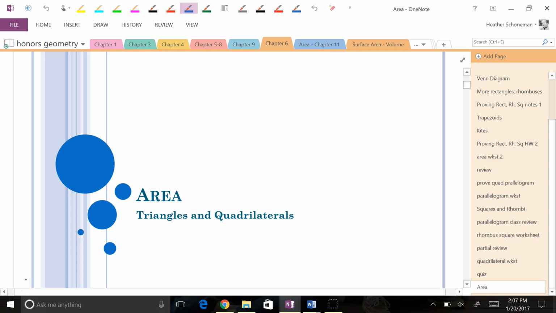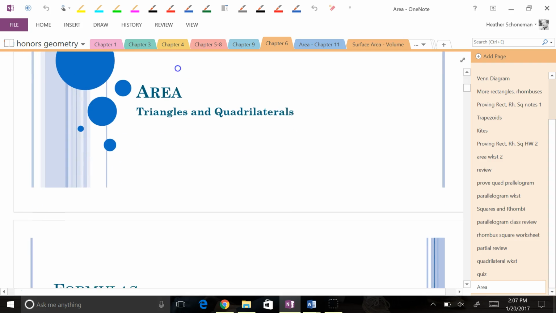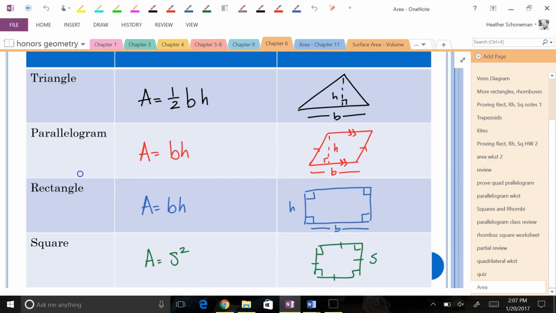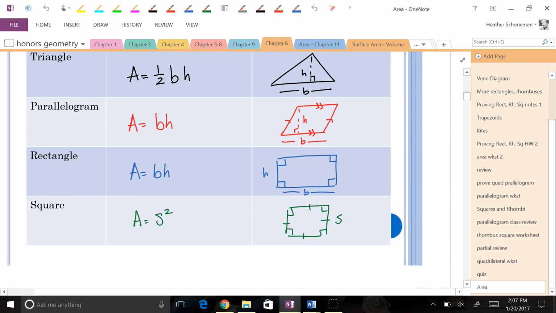Okay, we did area first semester in the right triangle chapter. We did some of the different types of area. So this should not all be new to you. Some of it should be review. Only part of it should be new. So let's see how it goes. So we need to get some area formulas, and I've already got these written down ahead of time, so you need to copy them into your notes.